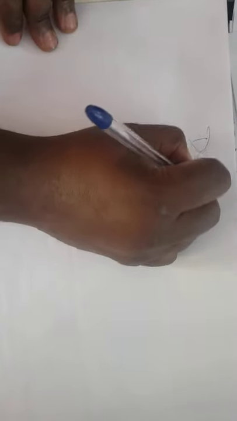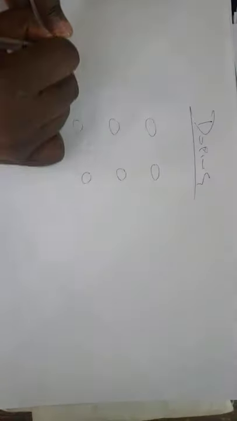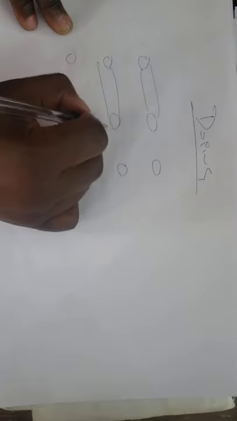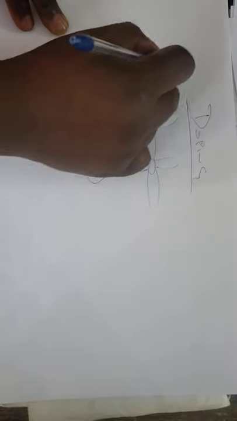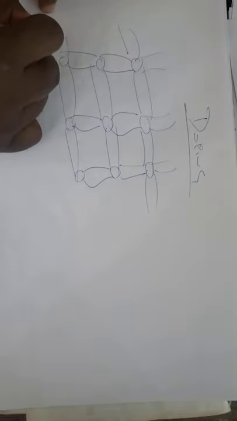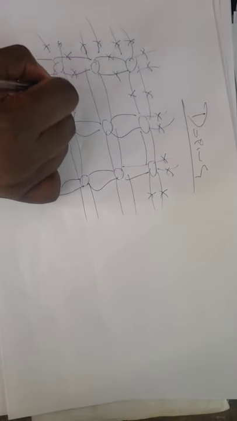Now if you look at doping with a group 3 element, we will still have our crystal lattice structure, but this time it is doped with a neighboring group 3 element. So what will be the result? Because it is now a group 3, just like what we had before, you'll have covalent bonds taking place.